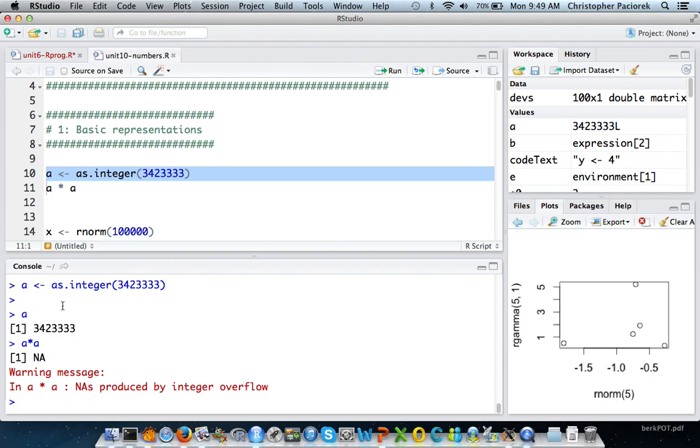This is a big number, but it's only 3 million. It's not a particularly large number. And yet when I try to multiply 3 million by itself, all of a sudden R says, nope, sorry, I can't handle that. The error message is informative. It says there's integer overflow. The overflow means you're trying to work with a number that's too big for my representation of how this particular kind of number is stored on the system. If we hadn't converted this to an integer, we would be able to do this calculation and get back the result, and we'll see why in a little bit.